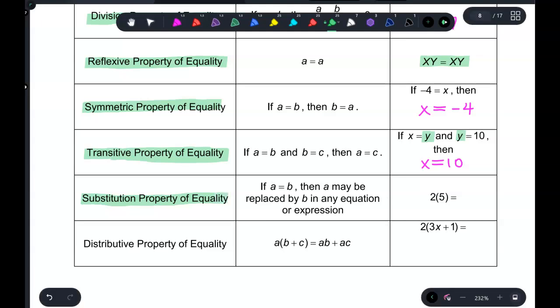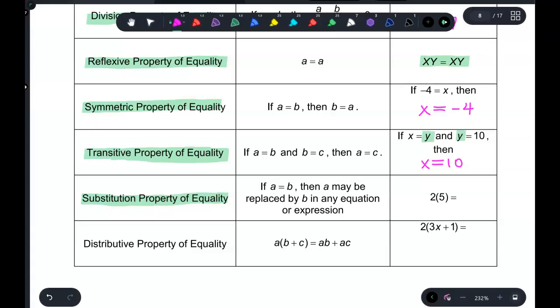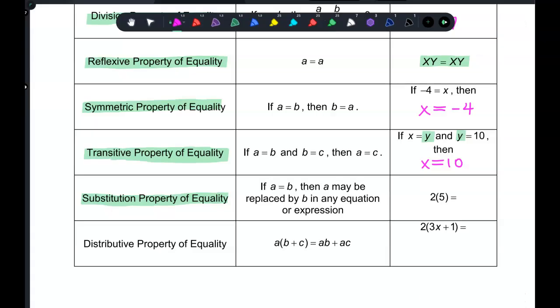Okay, substitution property of equality. If A equals B, then A may be replaced by B in any equation or expression. The way that we're going to use substitution today is anytime we simplify something or multiply. So here's an example. What's 2 times 5? 10. Would you say 10 is equivalent to 2 times 5? Yeah. So can I use 10 as a substitute for 2 times 5?